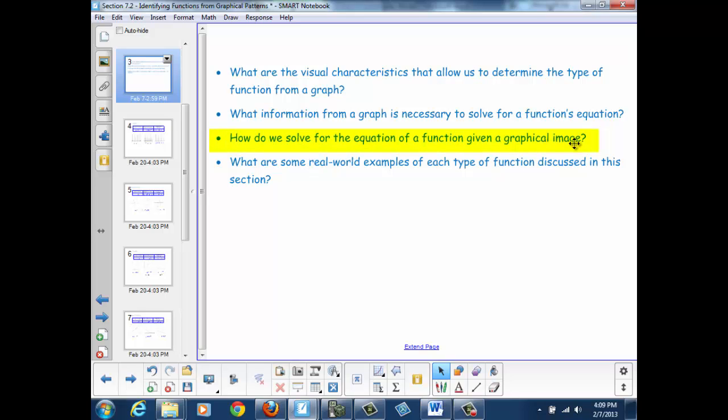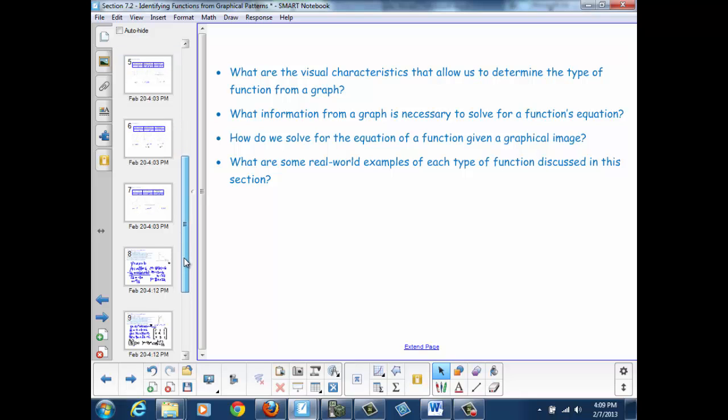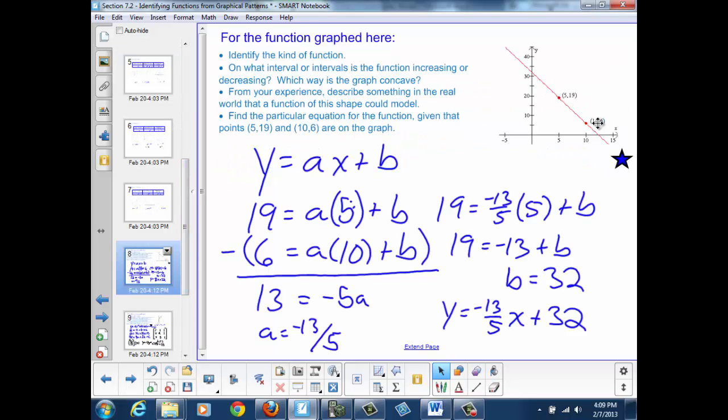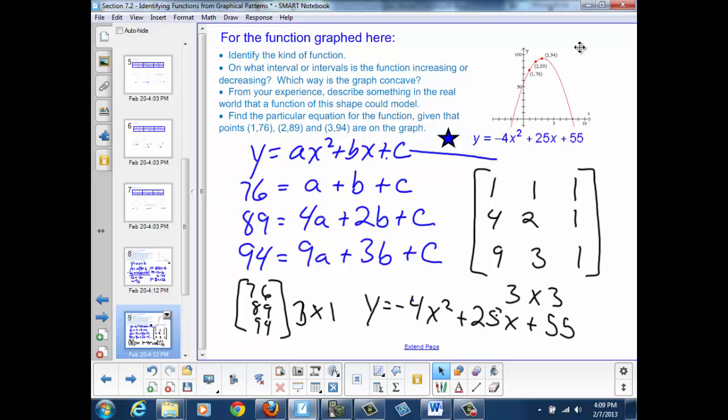How do we solve for the equation given a graphical image? Well, in each case, we're going to use the same technique to start with. We'll take the information from the graph, the points on the graph, and place them into our general equation, creating a system of equations with unknowns. Then we solve that system either through elimination or substitution. In the case of the quadratic equation, when we have a system of 3 equations with 3 unknowns, using matrices is probably the most efficient way to determine our 3 unknowns a, b, and c.